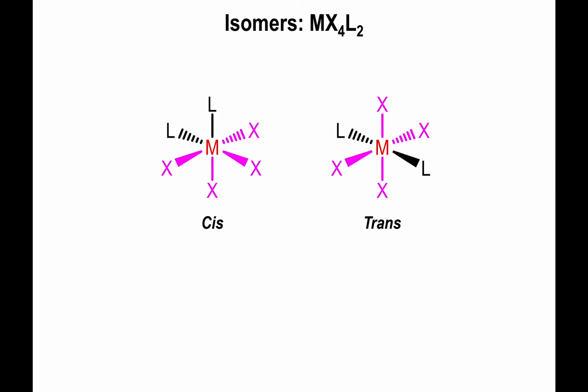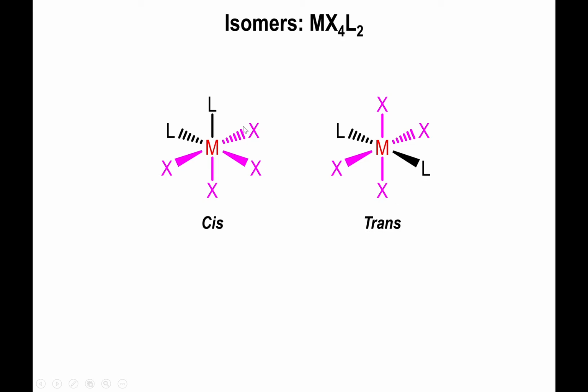But then when you start having combinations, right? So now we have two types of ligands present in the molecule. So we have 2 L's and 4 X's. Here you could actually have a set of isomers. On the one hand, if we focus on the L's, here we have them right next to each other, 90 degrees apart, separate from each other. This is what we call the cis isomer. But if the L ligands are now opposite of each other, this is what we call the trans isomer.